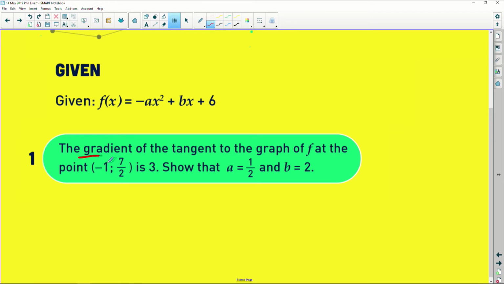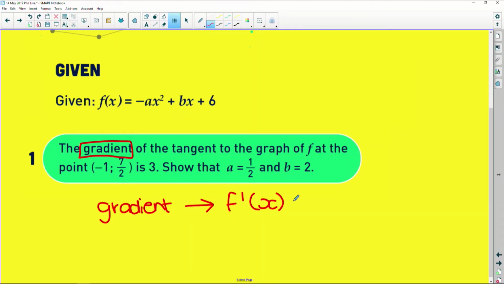So, firstly, the thing that should jump out at you, the moment you see gradient of the tangent, your mind should immediately go to the first derivative. Okay, because when we find the first derivative of a graph, it means it's going to help us find the gradient of the tangent to the graph at that point. Okay, so gradient of tangent, first derivative. Second thing, it says that that gradient is equal to 3 at the point where x is equal to -1. So how we interpret that is f prime of -1 is equal to 3. Okay. So that's the first thing that we can interpret.